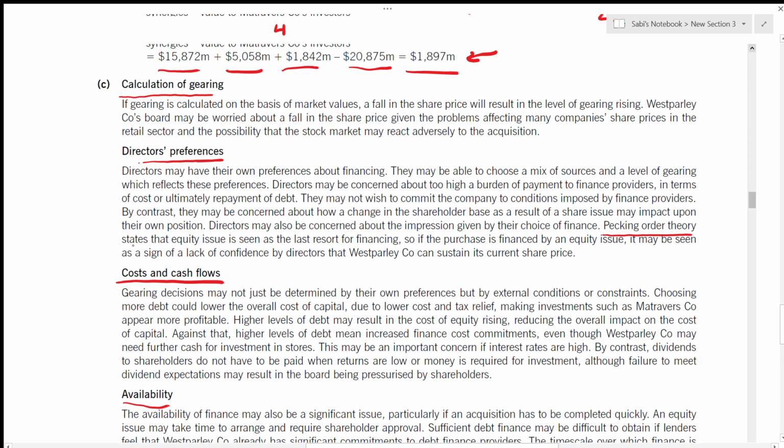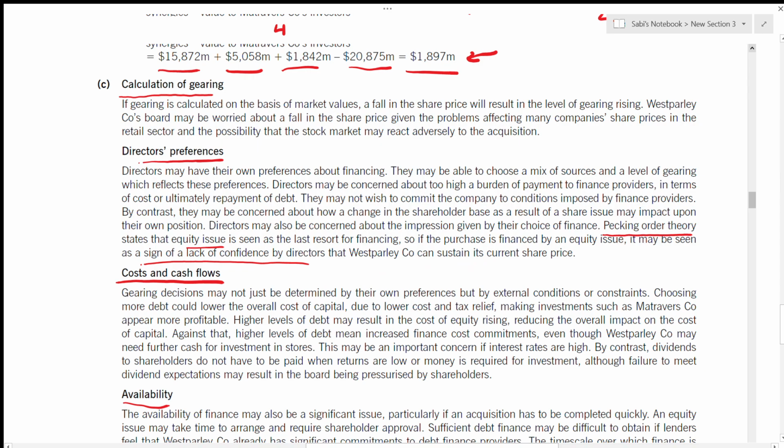It states that the equity issue is seen as the last resort for financing. So if the purchase is financed by an equity issue, it may be seen as a sign of lack of confidence by the directors. Okay, so equity issue is seen as a sign of lack of confidence by directors that Westpale can sustain its current share price.